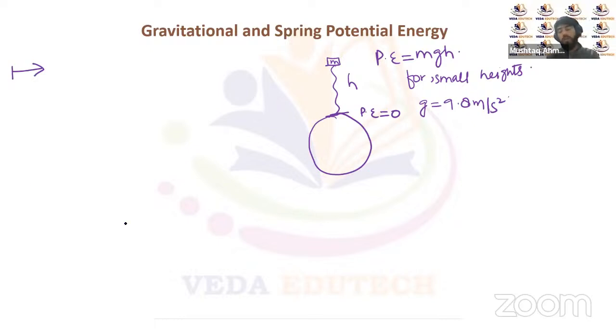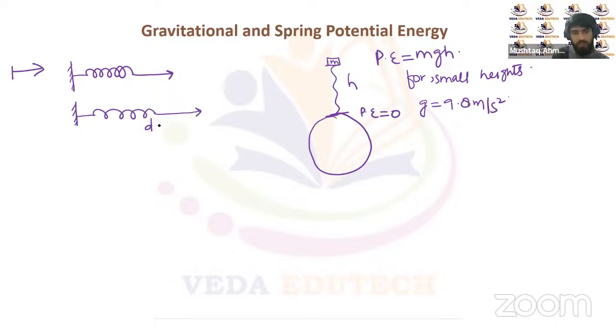Now, similarly, in case of springs, the energy is stored as potential energy. Let's suppose this is the spring. If we extend this spring with the help of some external force, then for a small extension of the spring, let's suppose dx is the extension, the force developed in the spring will be equal to F is equal to minus kx. This is the force developed in this spring.